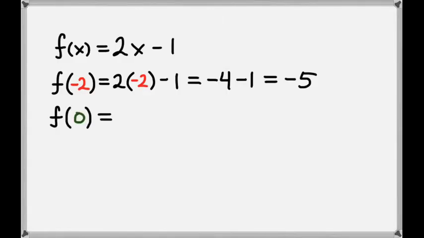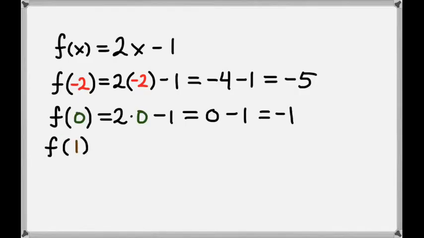Now we'll look at f of 0. So we have 2 times 0 minus 1, which is 0 minus 1, which leaves us with negative 1. Now let's look at f of 1. So we have 2 times, we're going to replace x with 1, so we have a 1 there, minus 1. 2 times 1 is 2, minus 1 equals 1.